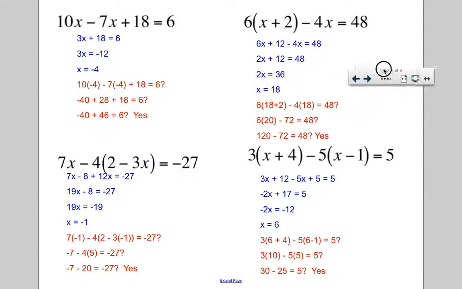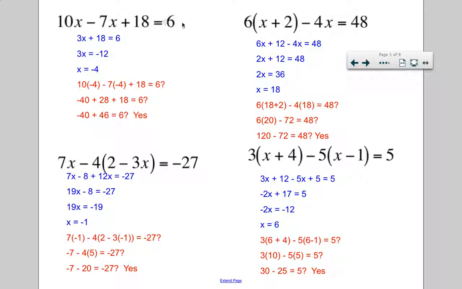All right, over here I have the answers with work in blue. In red, I checked my answers. So I just want to remind you, with equations, you can know for sure that you got it right. So to go here, I combined 10x and negative 7x. That's how I got 3x. From here to here, I subtracted 18 from both sides. And then I divided both sides by a positive 3. And I got that x equals negative 4.